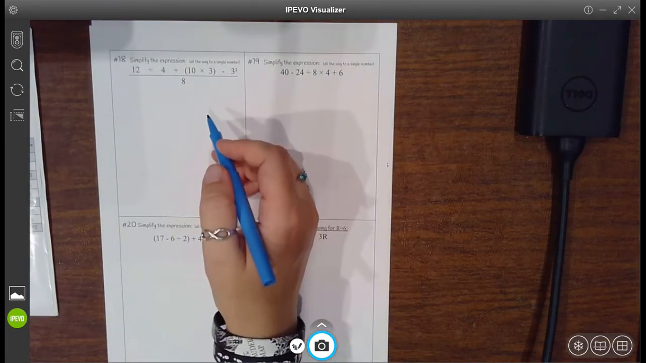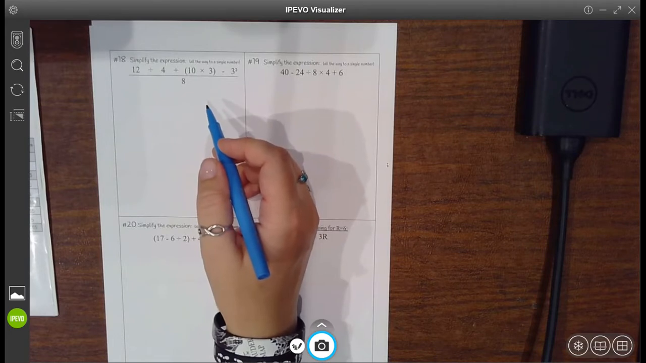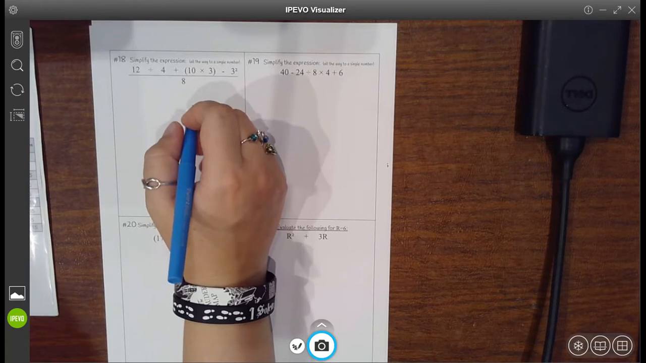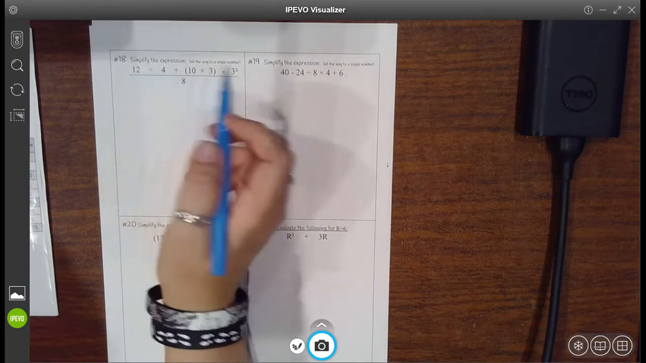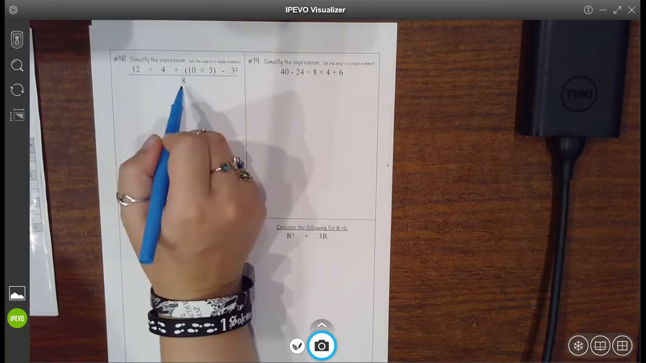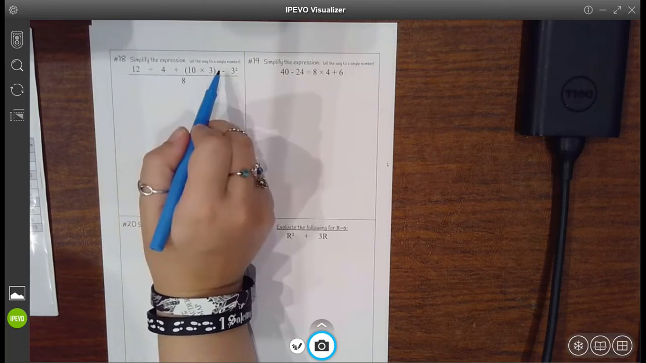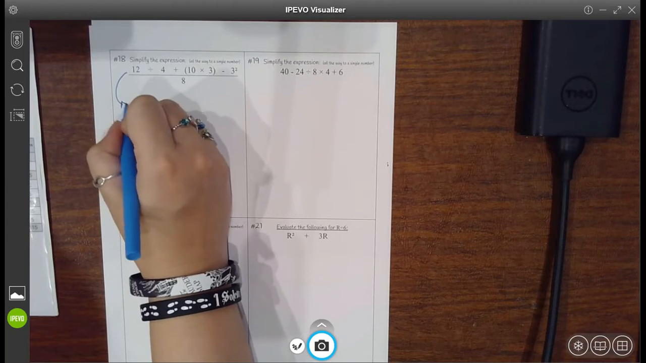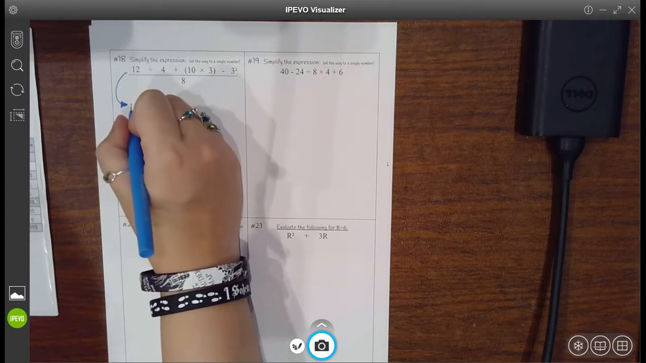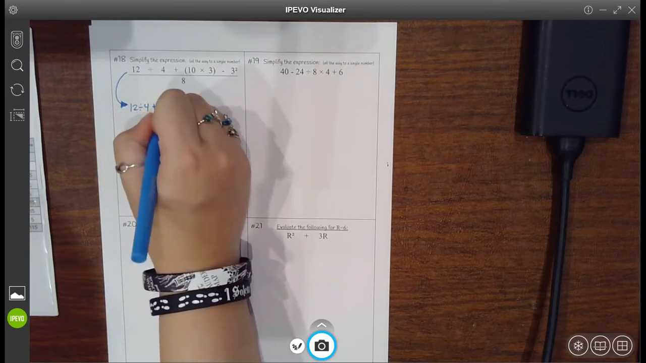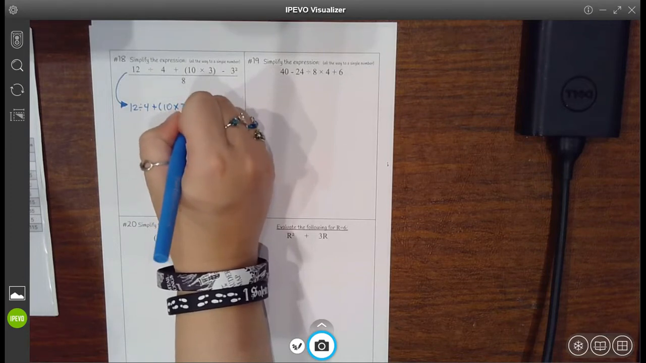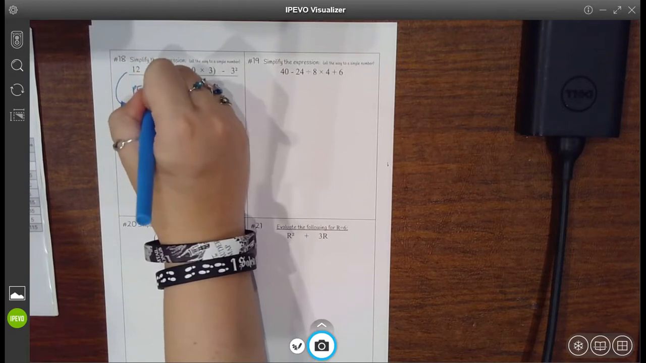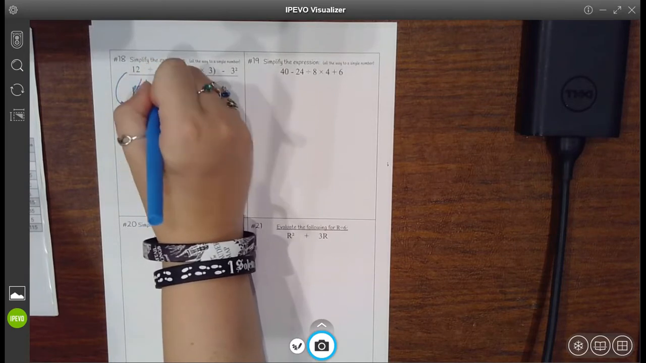Okay, moving on to simplifying expressions. So this is where I'm going to do PEMDAS. This is basically a fraction saying top divided by the bottom. So I want to get the top to a single number and the bottom to a single number. So let's simplify the top part first. You have 12 divided by 4 plus 10 times 3 minus 3 squared. And I'm going to write PEMDAS as a reminder.